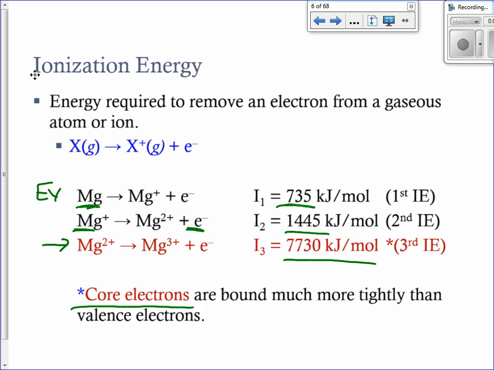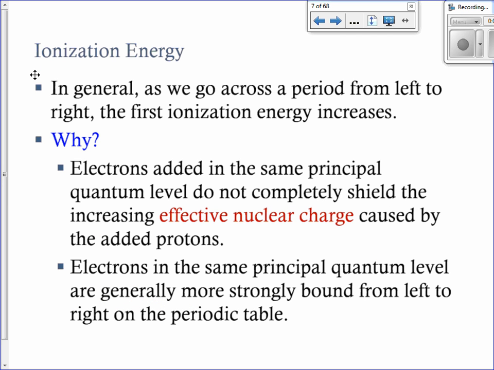So, group 13 or 3A, pulling off that fourth electron is where the jump in the energy goes. Okay? So keep that in mind. In general, as we go across a period from left to right, the first ionization energy increases. And remember, first ionization energy is pulling off the first electron. Second ionization energy is pulling off the second, and so forth, okay?